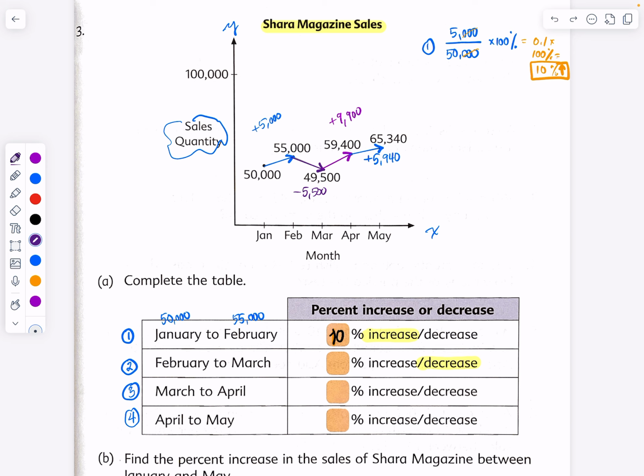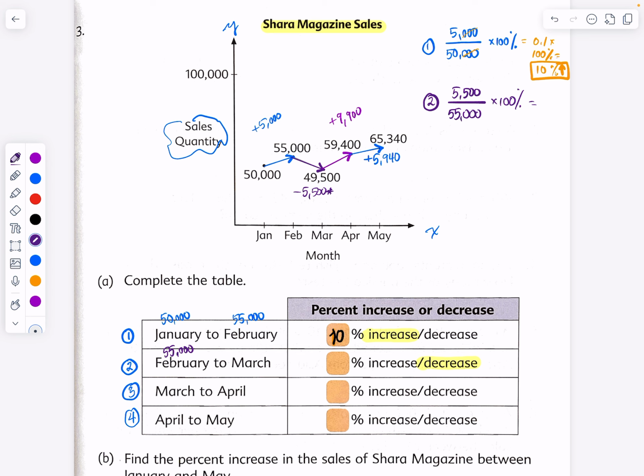Reading the graph, we know that in February, they sold 55,000 magazines. Okay, so let's go. Step 2 for the second period. We already found the difference, right? It's 5,500 drop, and we divide by what we are comparing to, which is 55,000 copies sold in February. And always multiply times 100%.